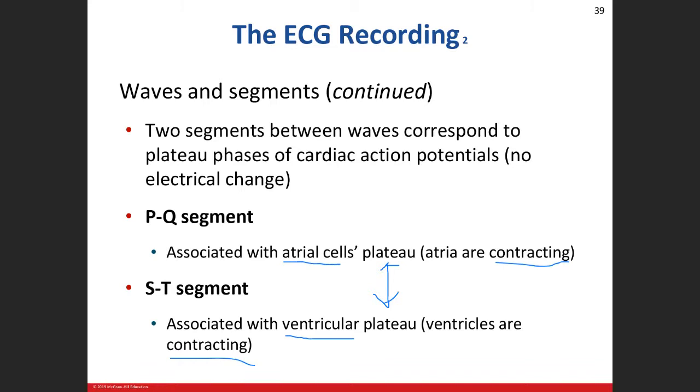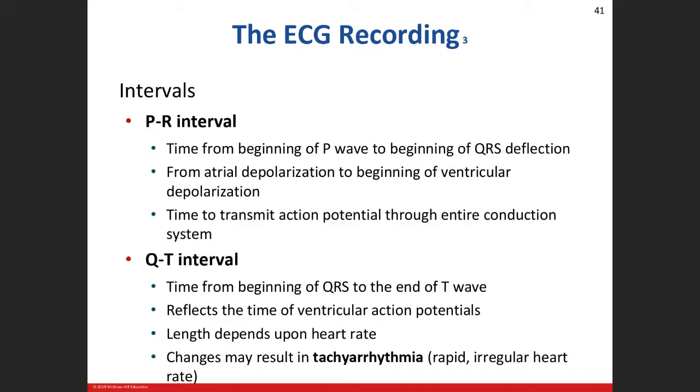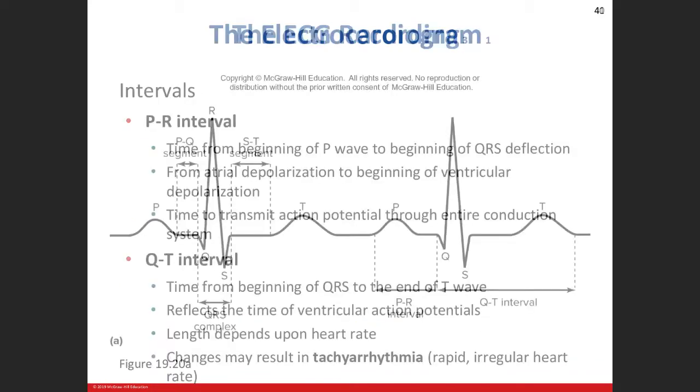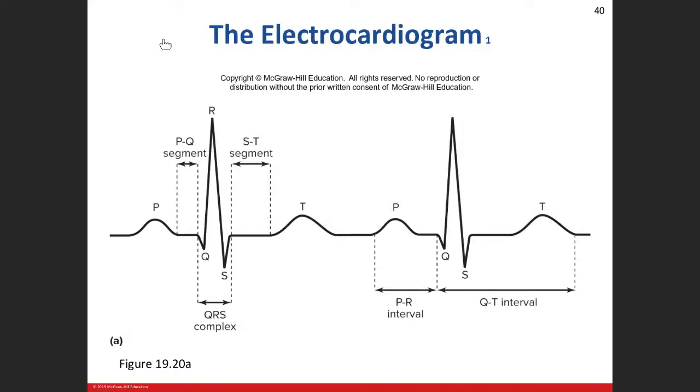All right. So the last part is going to be these guys here, the intervals. I'm going to come right back to this slide. I just want to show you: the P wave is atrial depolarization, the QRS complex is ventricular depolarization, and the T wave is ventricular repolarization. We will not see the atrial repolarization on our ECG.